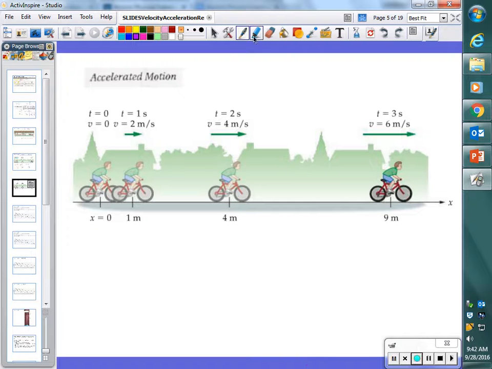And we're going to start by analyzing this little interval right here. Okay? So, we talked yesterday and we showed that the acceleration here was 2 meters per second, right? How come the acceleration during that interval is 2 meters per second? Explain it to me. Why is that the acceleration?